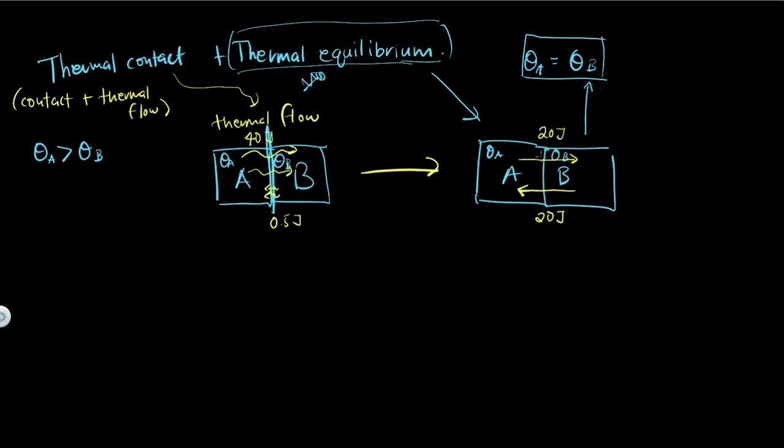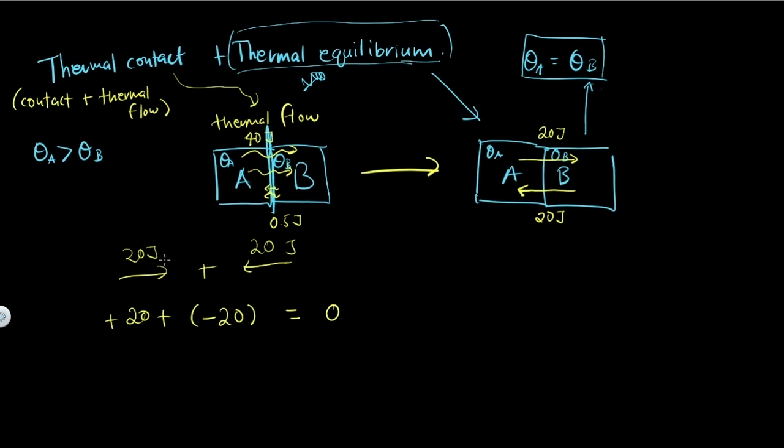After they reach thermal equilibrium, the thermal flow equals 20 joule from A to B, and at the same time from B to A, it is also 20 joule. So if we look into this motion of heat, from A to B, 20 joule, and from B to A, 20 joule, just like you add positive and negative numbers, plus 20 and minus 20, what will you get? You will get equals to 0.